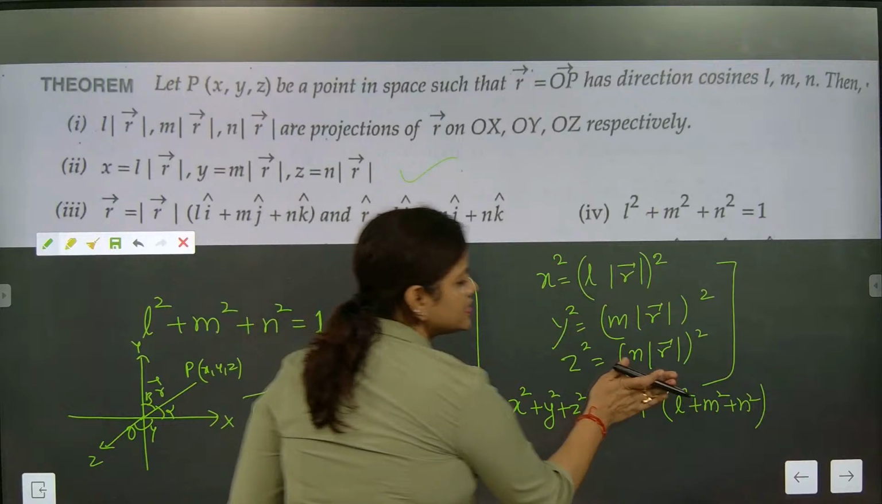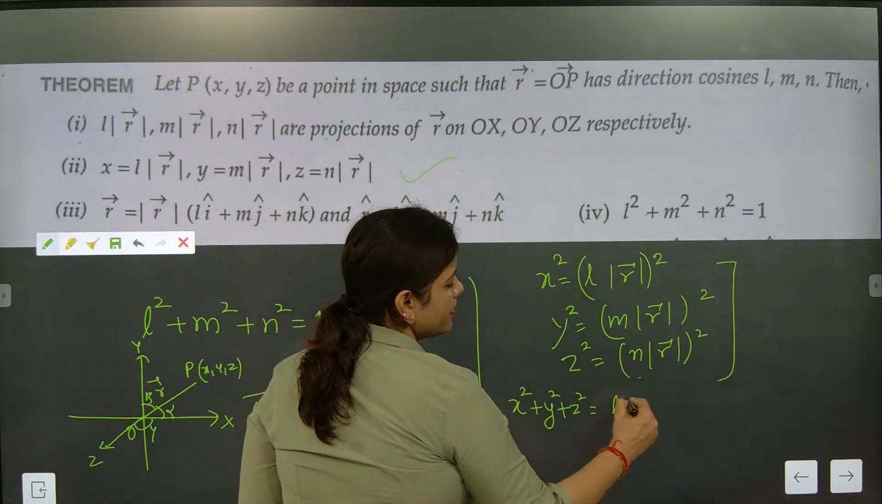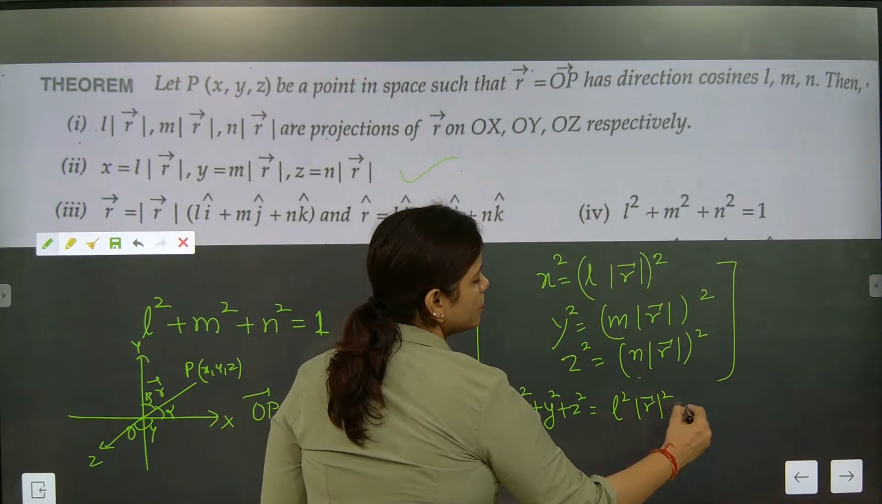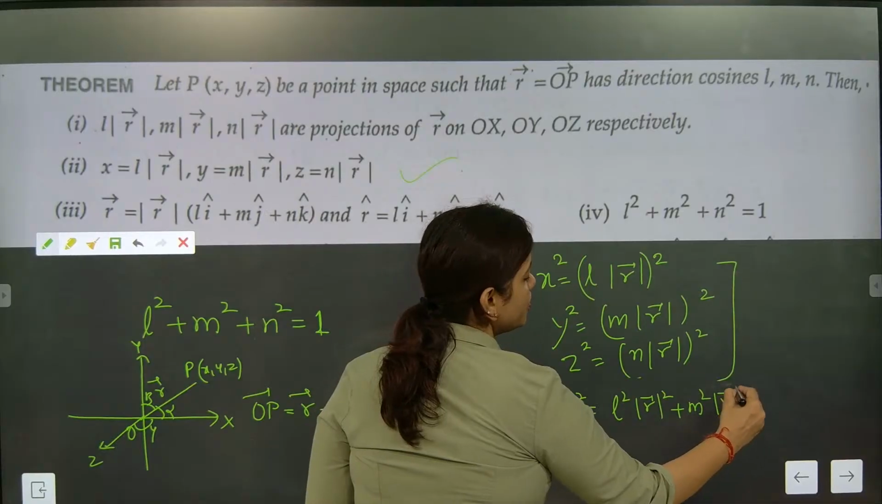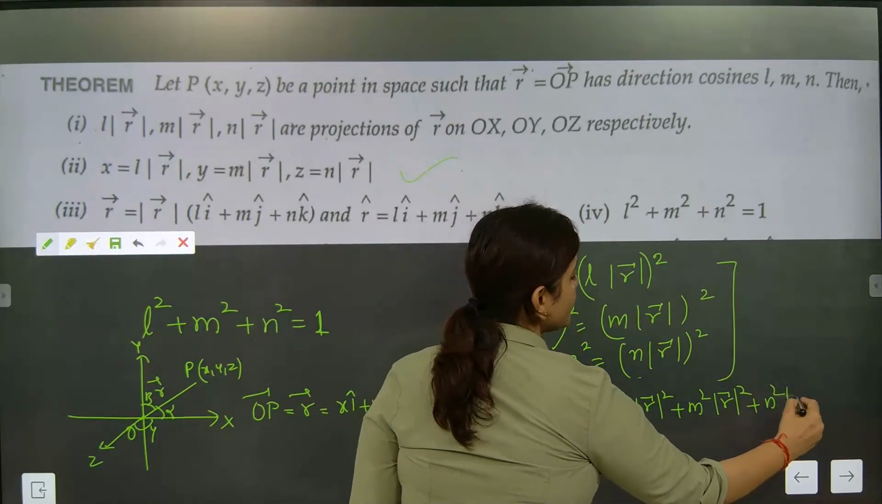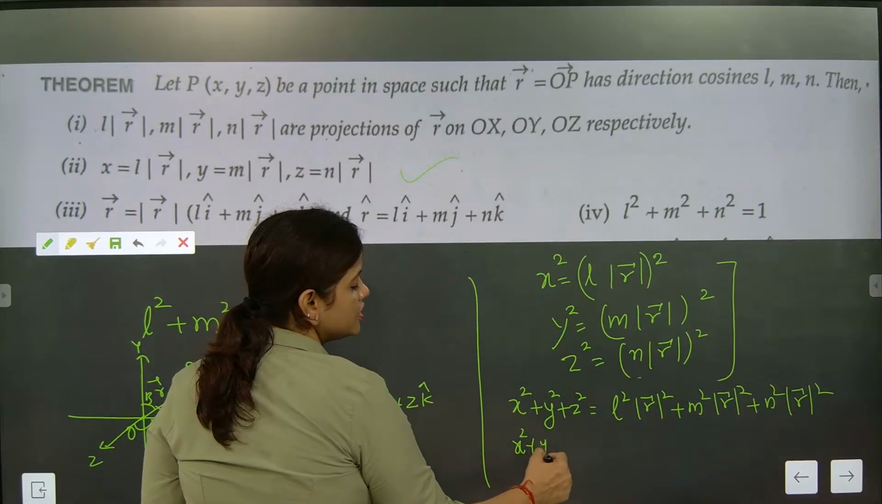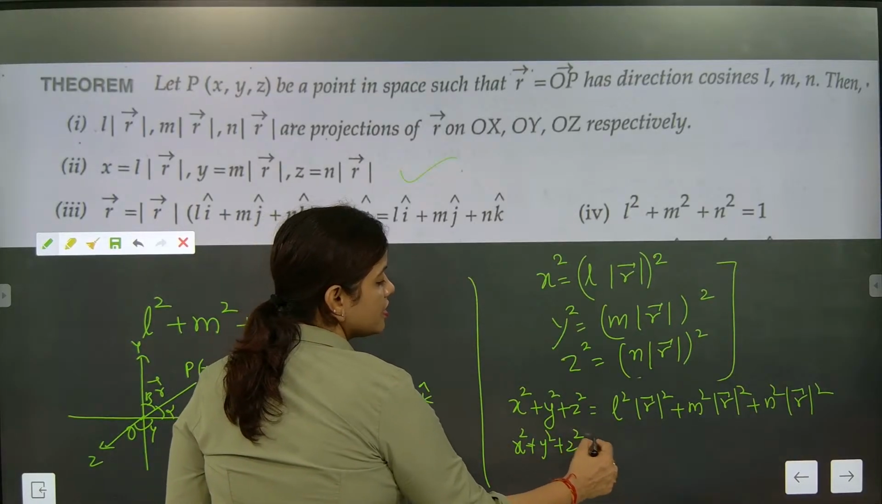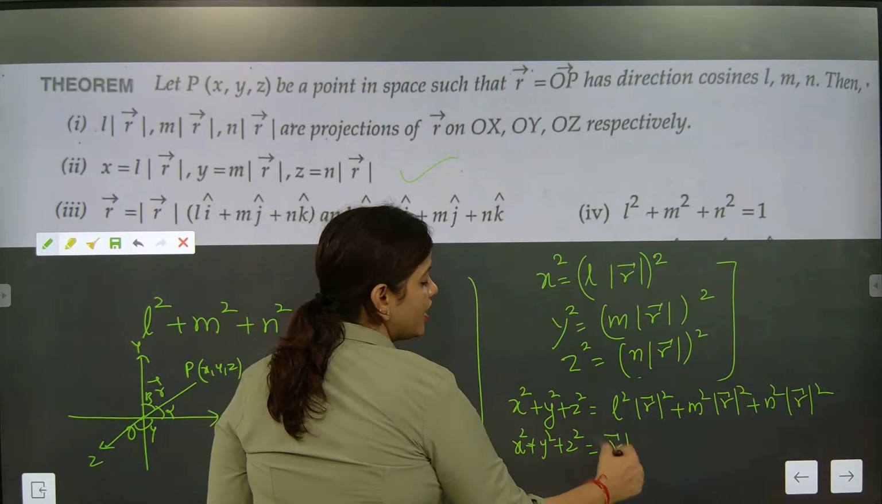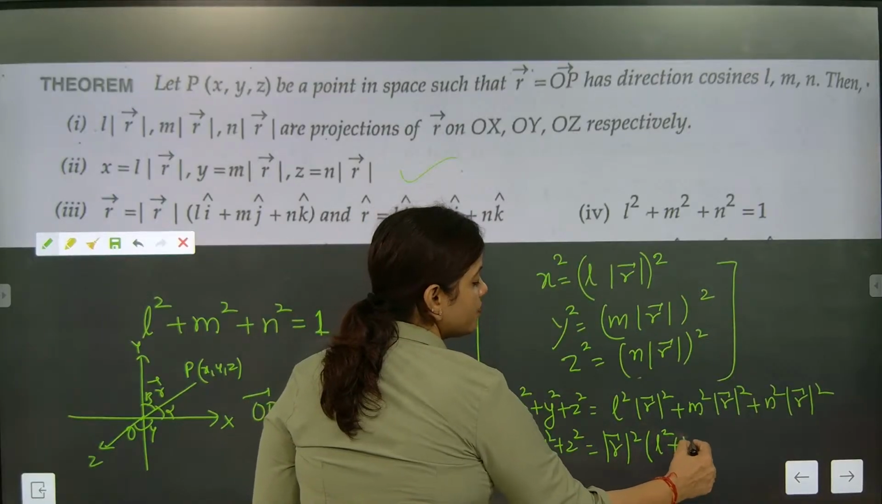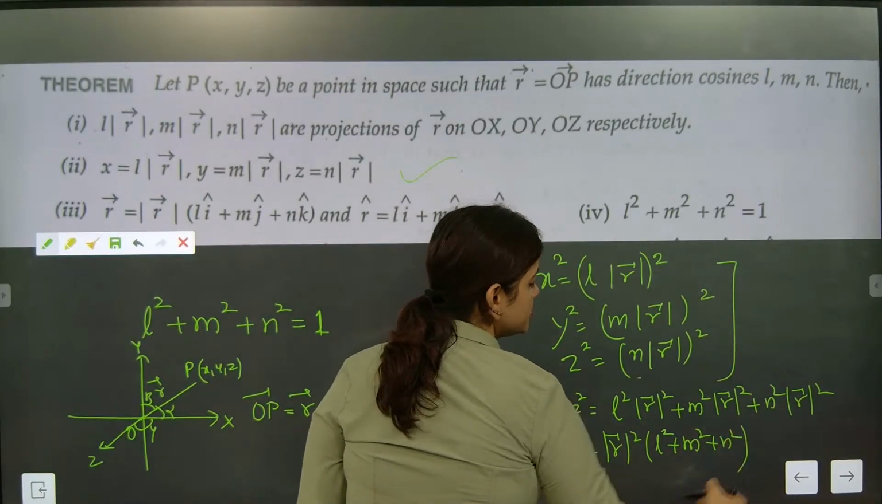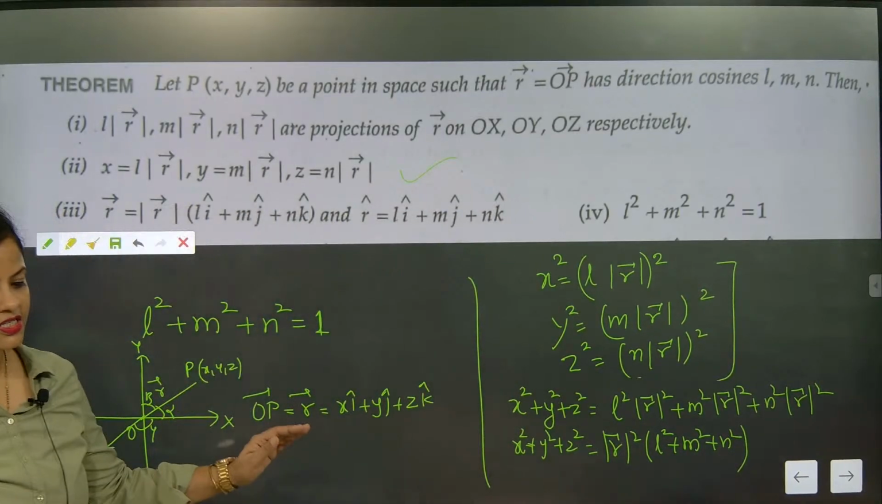If you add this side, what will it become? It will become l square magnitude of r vector whole square, m square magnitude of r vector whole square, n square magnitude of r vector whole square. That means magnitude of r vector whole square is common in all the three. So it will become magnitude of r vector whole square, l square plus m square plus n square. Done? We got this now.